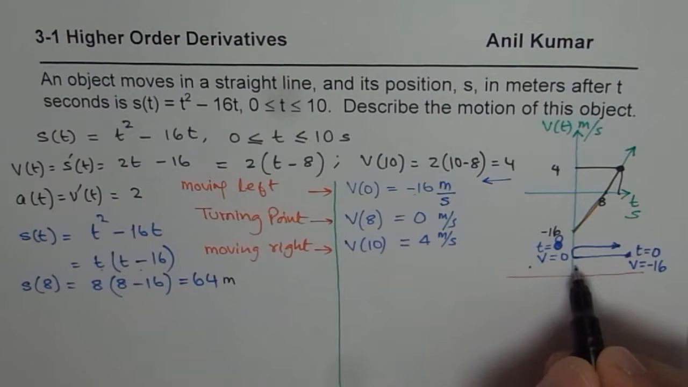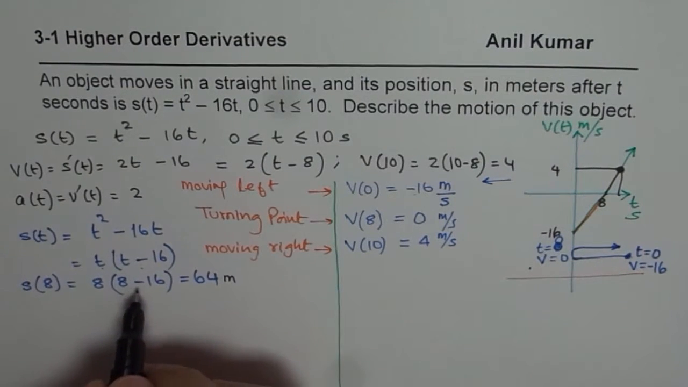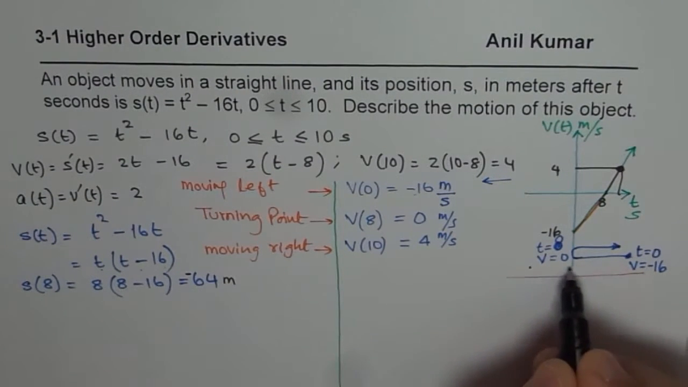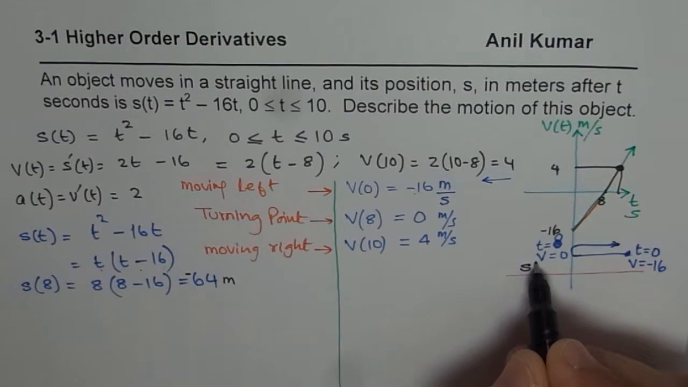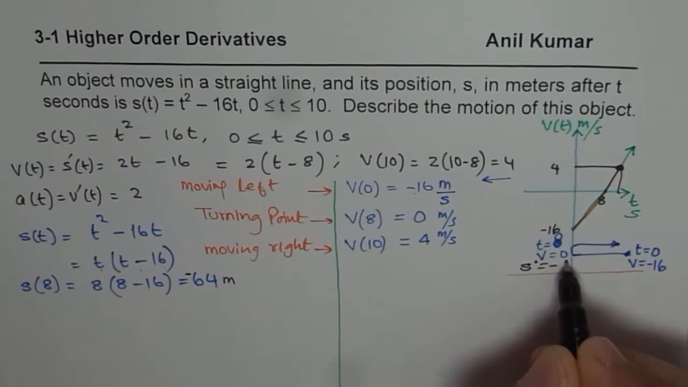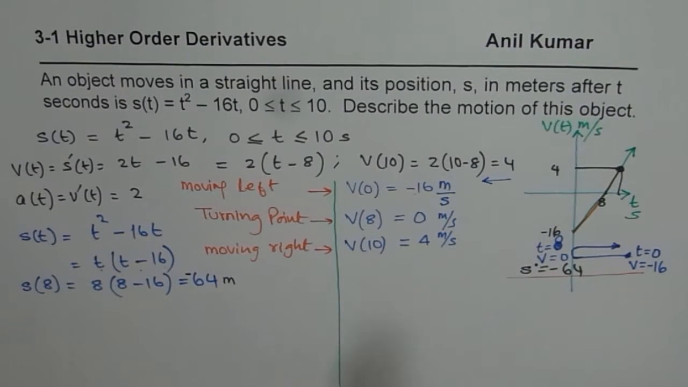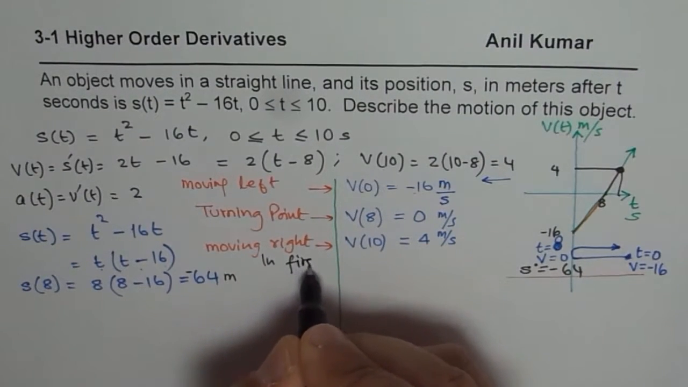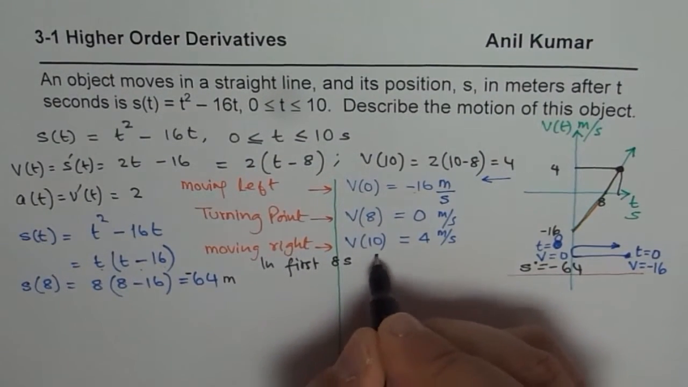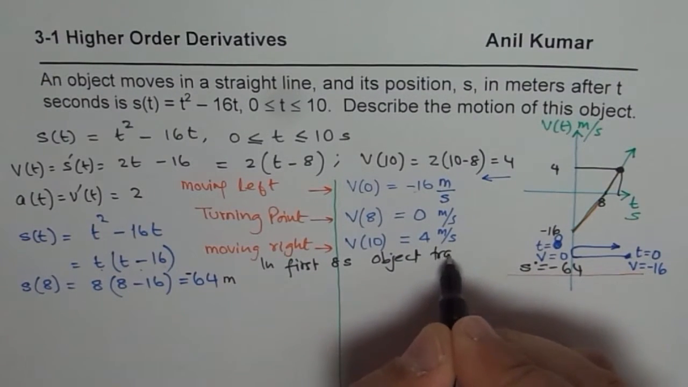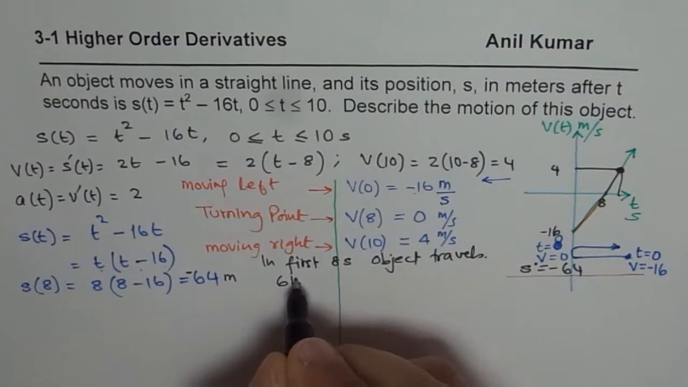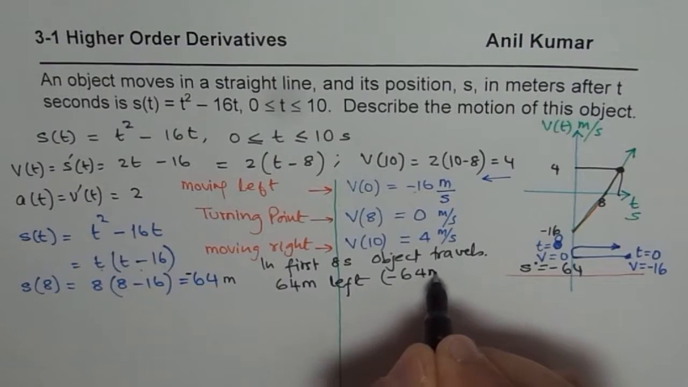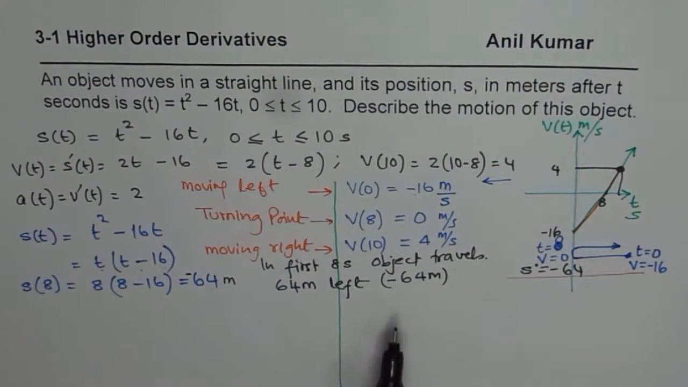So in 8 seconds, the object travels a displacement of 64 meters, right? Now, I should have written minus here, minus 64, because it is moving backwards towards the left side. So we say S equals minus 64. So that is the distance traveled in the first 8 seconds. In the first 8 seconds, the object travels 64 meters left. So that is minus 64 meters, right? These are very important to understand.